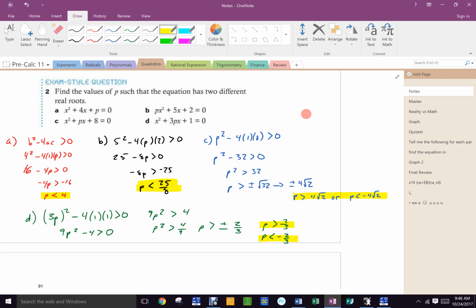Does anybody need any of them explained? I heard some people muttering about why this arrow shifted. Why does the arrow flip? Because you're dividing by a negative. It goes back to grade 9.